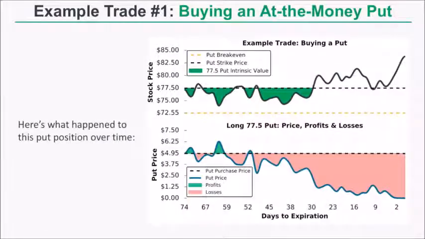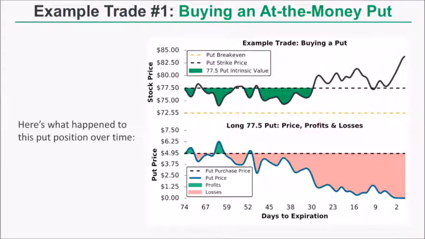So in this chart, on the top we're looking at the changes in the stock price, the put strike price, which is the dark dashed line, and the put's break-even price. And we're also seeing any intrinsic value that the put has, because the intrinsic value indicates how much the option will be worth at expiration. So more green on that chart is good for put buyers.